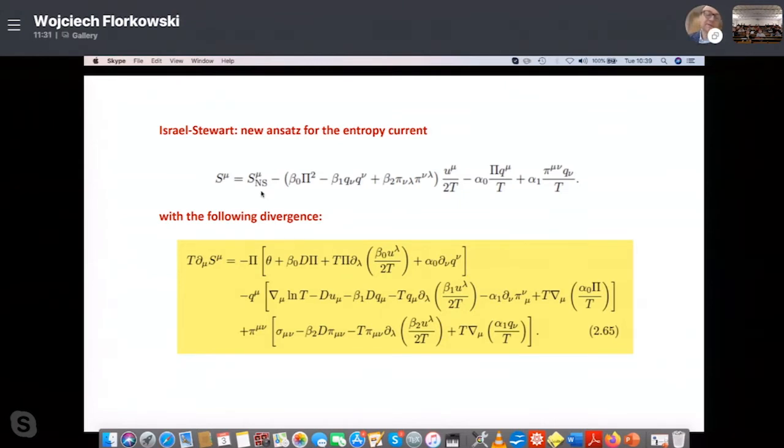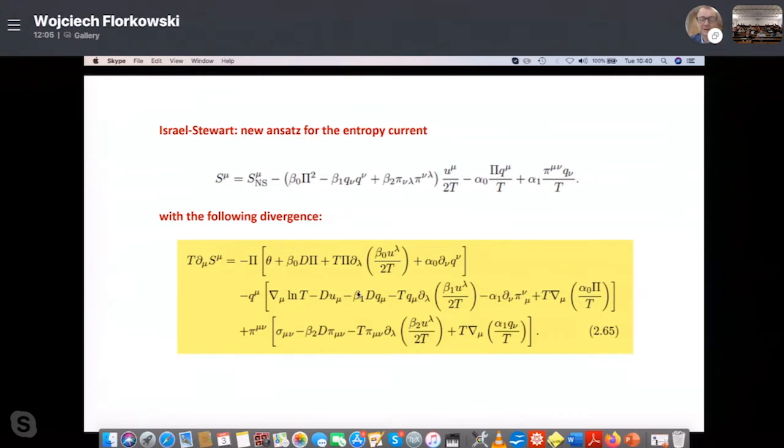And now what is crucial is that we can repeat the same story as with the Navier-Stokes expression. We can calculate the divergence of the entropy current just using this expression, nothing else. Then we get really many, many terms, and they can be classified as the terms which multiply bulk viscosity, a group of terms that multiply the heat flow vector, and also some terms that multiply pi mu nu. Actually, this decomposition is not unique. I will tell you in a moment about this.